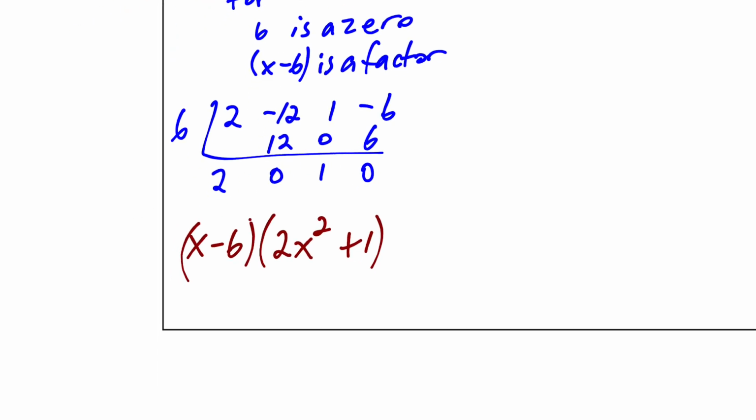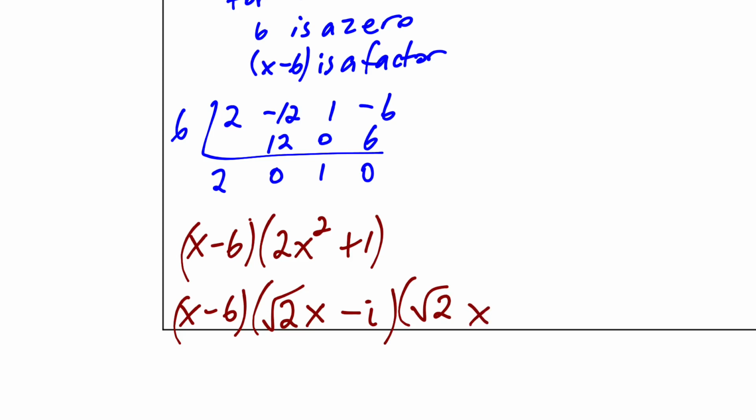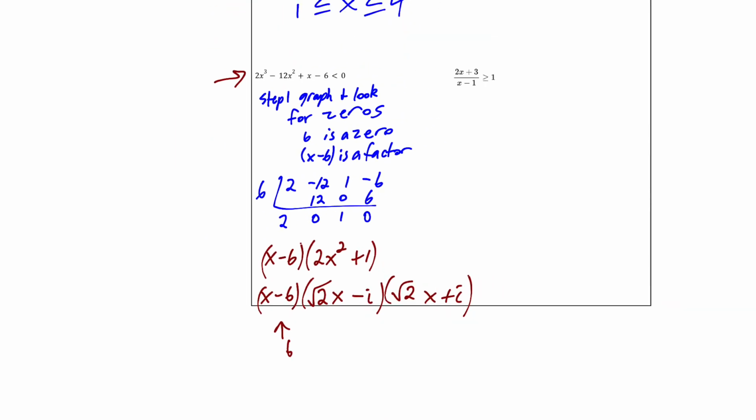I found this, which means, using the special products, that if I was to factor this again, this would be a complex number. It would be root 2x minus i and root 2x plus i. And if I did the quadratic formula, I would find the same thing. The other zeros are imaginary, so the only real 0 here is 6.